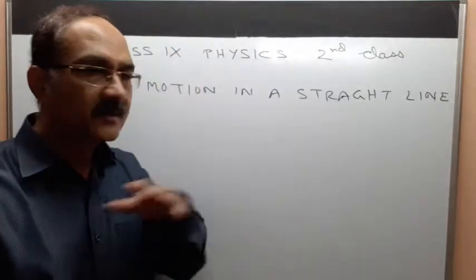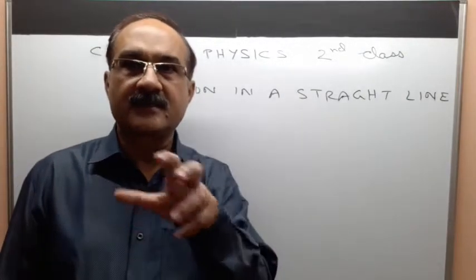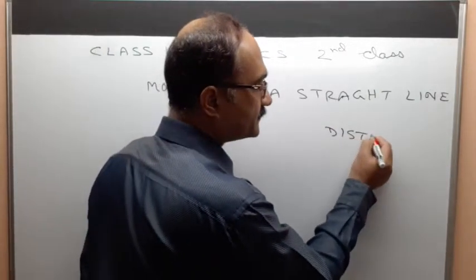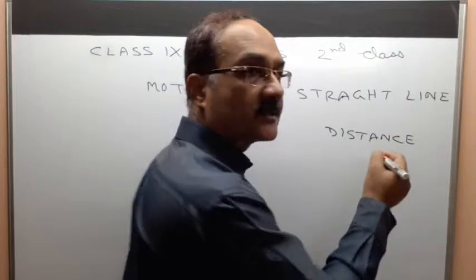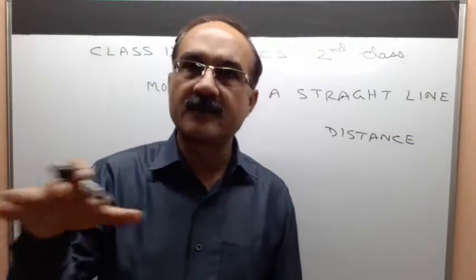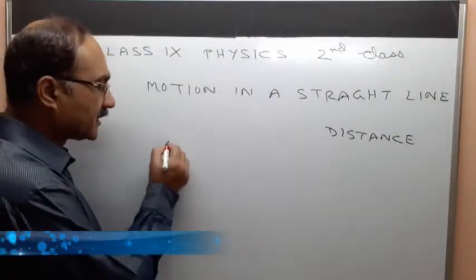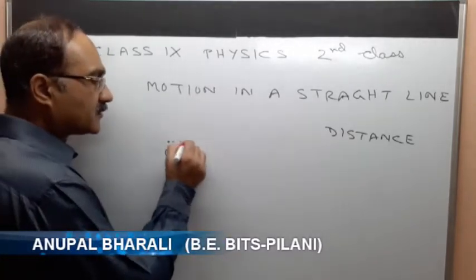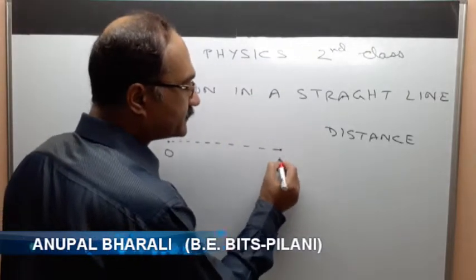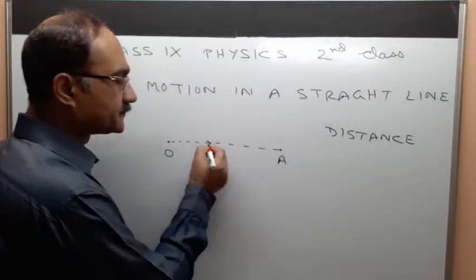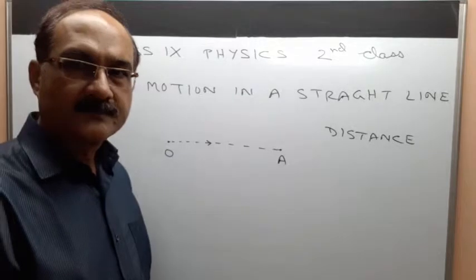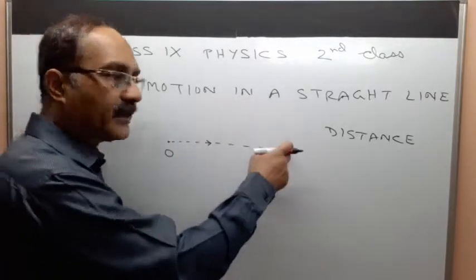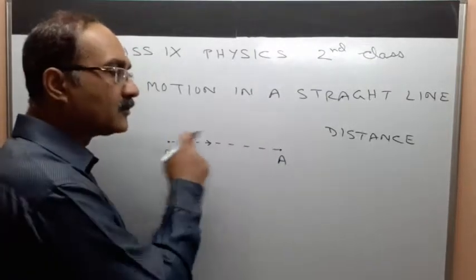Now, to describe the motion of a body, different terms are used. One such term is distance. So distance means distance traveled by the body. The body at point O, in 2 hours it moves from here to this point A. Okay? Then we will say the distance traveled by the body is OA. That is the length of OA.